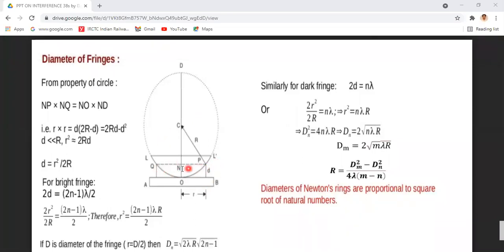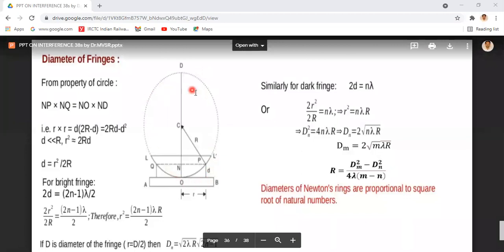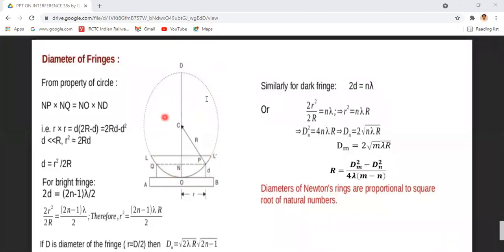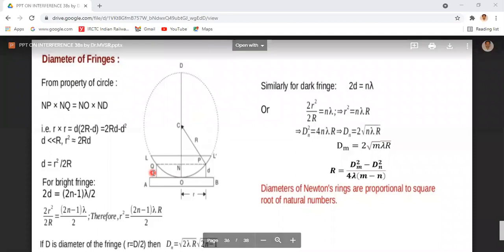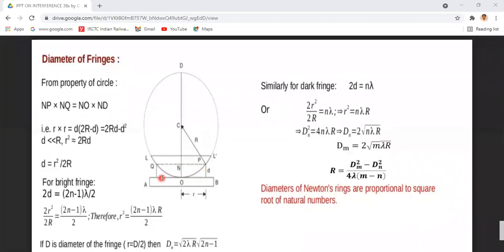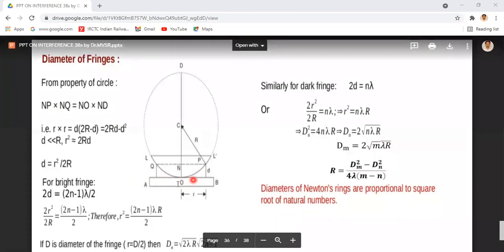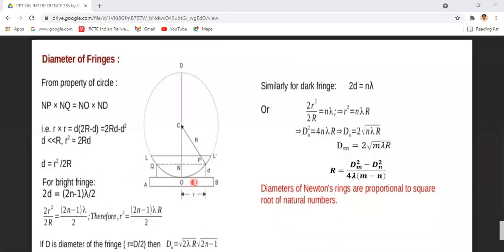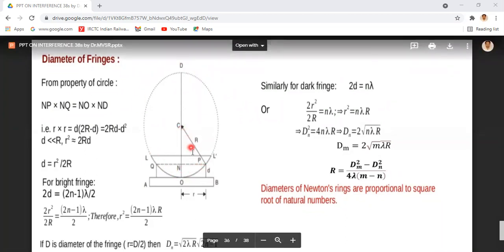This is POQ, the plano-convex lens. Please see, all of you, this geometrical figure, in which POQ is the plano-convex lens and AOB is a circular glass plate. Now we already know that this plano-convex lens is a part of a sphere of radius capital R.